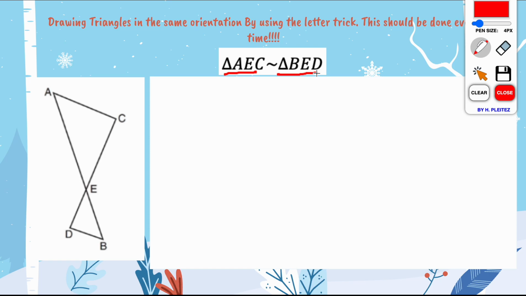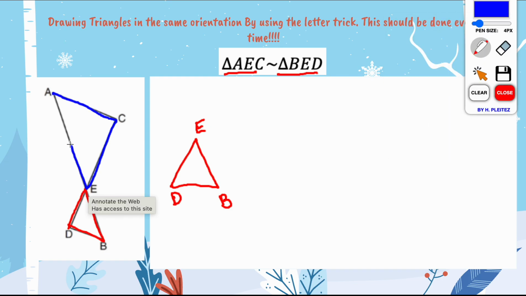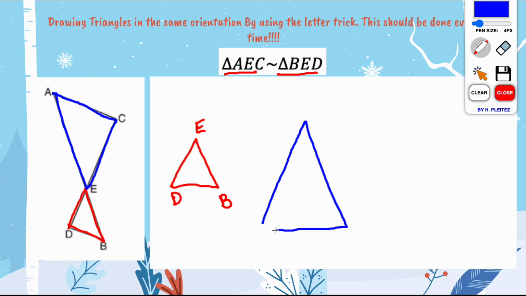So what I like to do is I'll keep one triangle the same. So I'm going to keep triangle DEB, or triangle BED, the same so that I only have to worry about flipping one of them over. So I know that with this blue triangle here, I know it's a little bit bigger, so it doesn't really matter how we draw it. We just want to really be mindful of where we're putting the vertices.